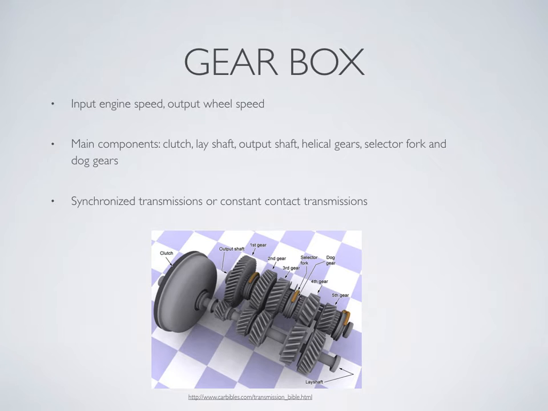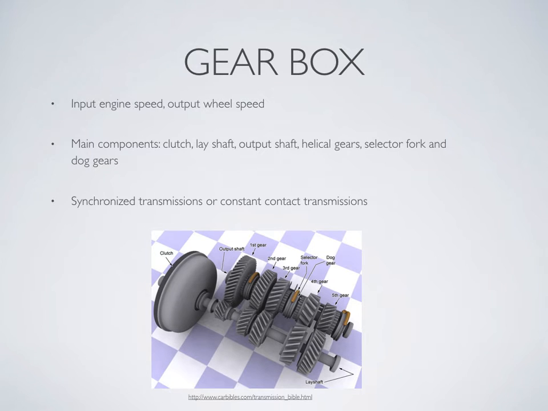The lay shaft is the one that takes the speed from the engine. The output shaft is the one that takes the new speed and sends it towards the wheels. And the selector fork and the dog gears. Transmissions that cars use are called synchronized transmissions or constant contact transmissions. This is because each gear is paired with a gear on the other shaft. Like a gear on the output shaft is paired with a gear on the lay shaft, and the radii add up to a constant throughout all the gears, so it can remain parallel.